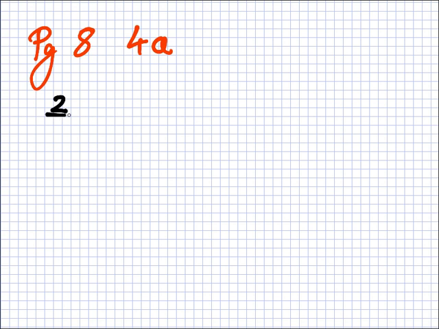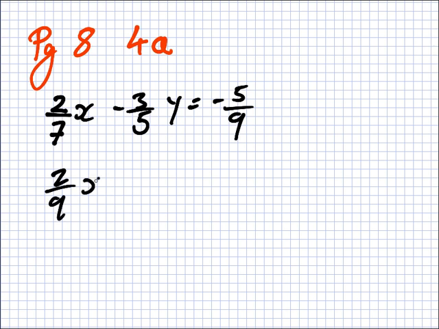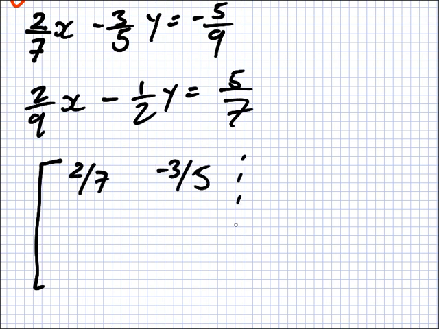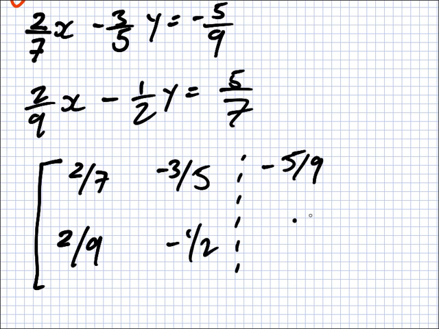It was 2 over 7x, wasn't it? Minus 3 over 5y equals minus 5 over 9. And then 2 over 9x minus a half y equals 5 over 7. Have I got that right? Okay. Let's begin. So we should put this in a block. So 2 sevenths, minus 3 fifths, minus 5 ninths. 2 ninths, minus a half, and 5 sevenths.